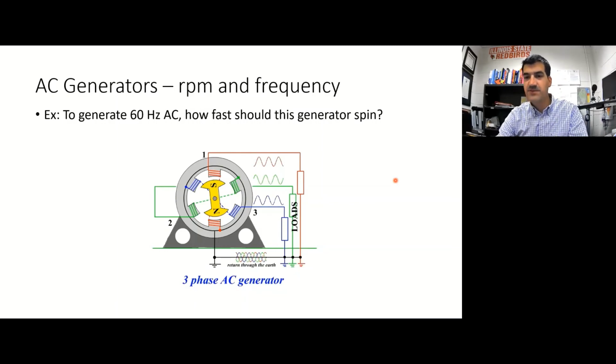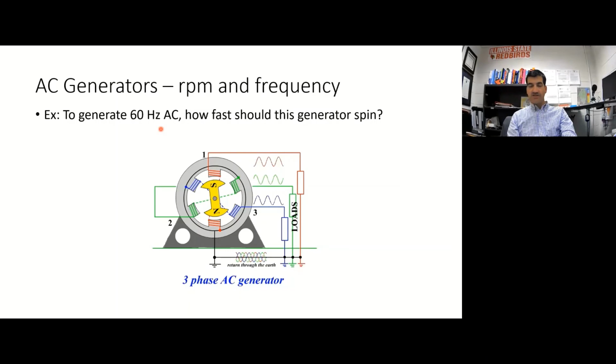All right, I will assume that you have given it a shot. So think about what the parameters are here. N equals 120 F over P. That's our equation, right? N is what we're trying to solve for. That's our unknown. 120 is a constant. F is our output frequency, that is 60 hertz. Then we divide by P. What is P? It's the number of poles on the magnetic field.